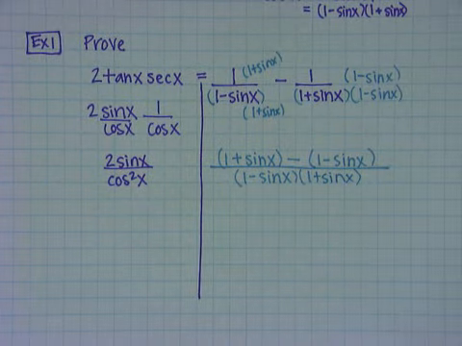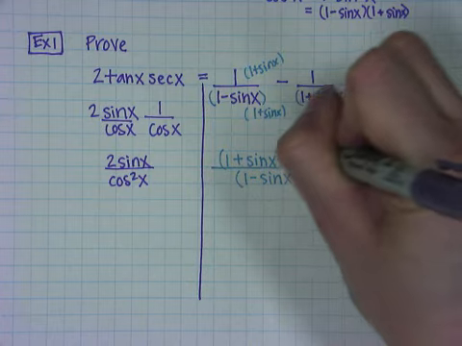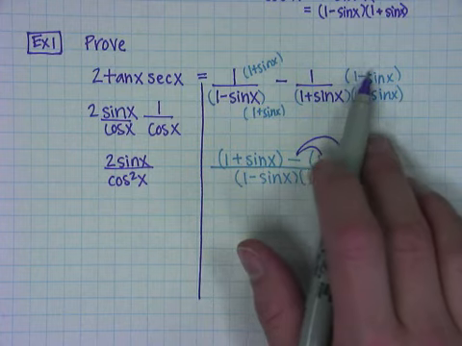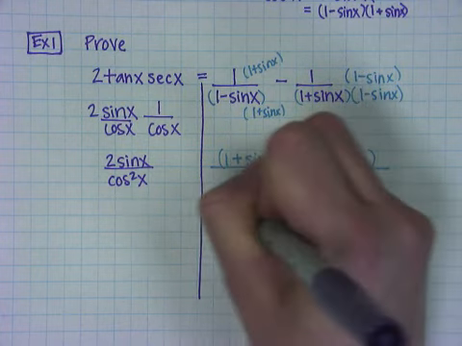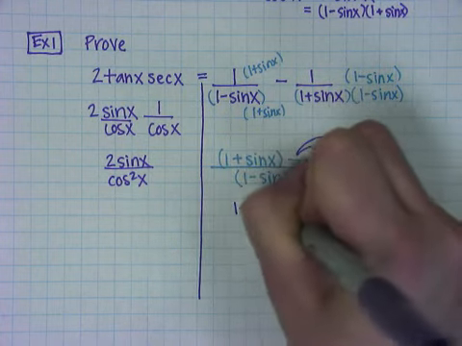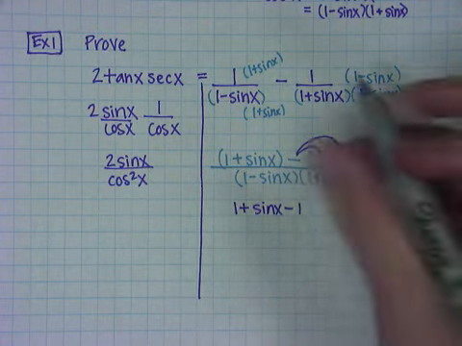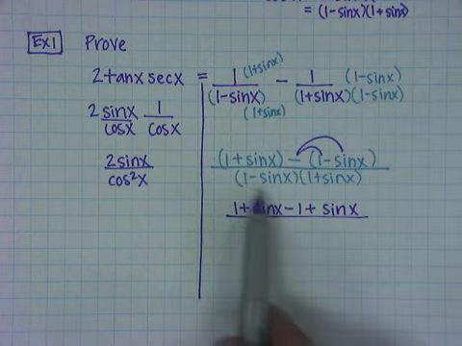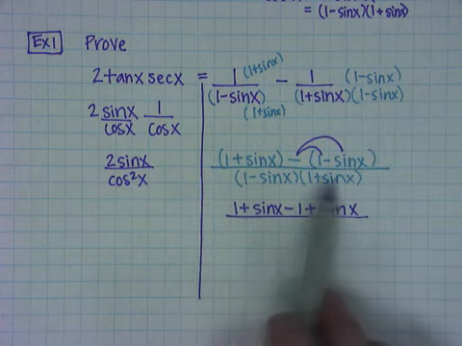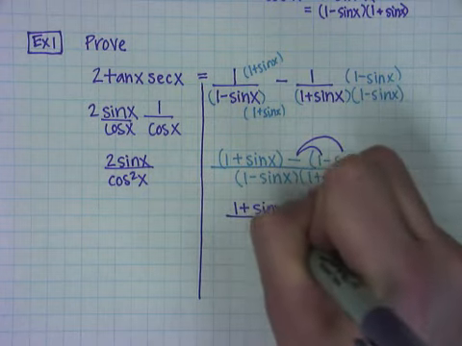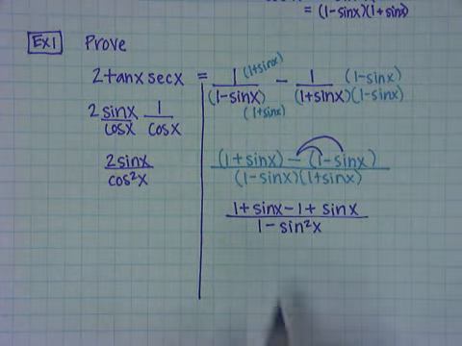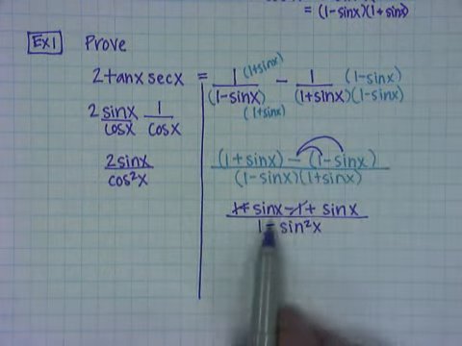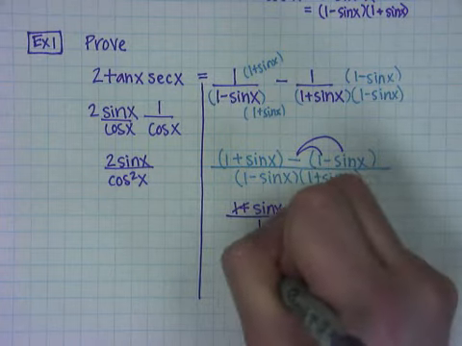All right, now I need to distribute this negative. Notice it's important that I have parentheses around here so that I remember to subtract both the 1 and subtract the negative sine x. So I'm going to get 1 plus sine x minus 1 and a positive sine x. On the bottom here I can FOIL. I've got a difference of squares, so I know that's going to come out to 1 minus sine squared x. And then notice here a plus 1 and a minus 1 cancel. I have sine x plus sine x, which is 2 sine x.